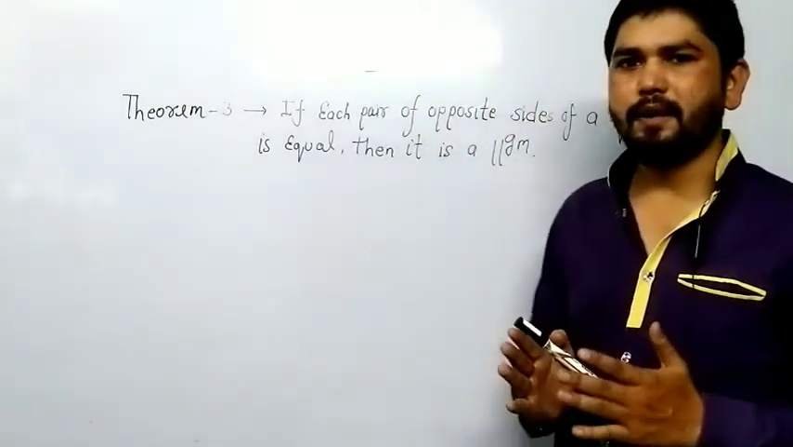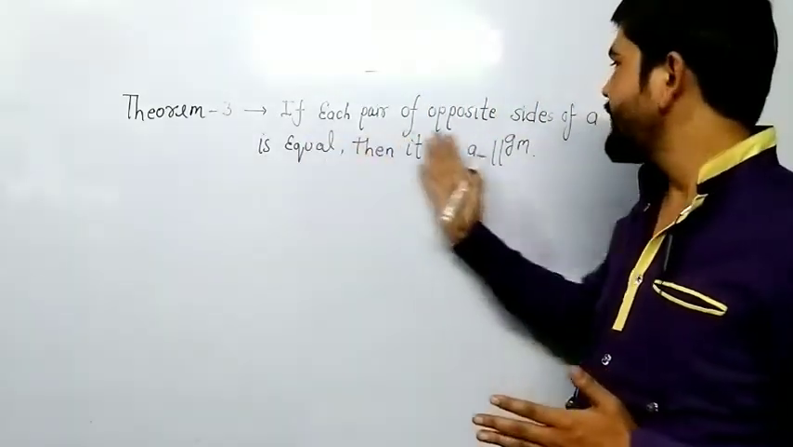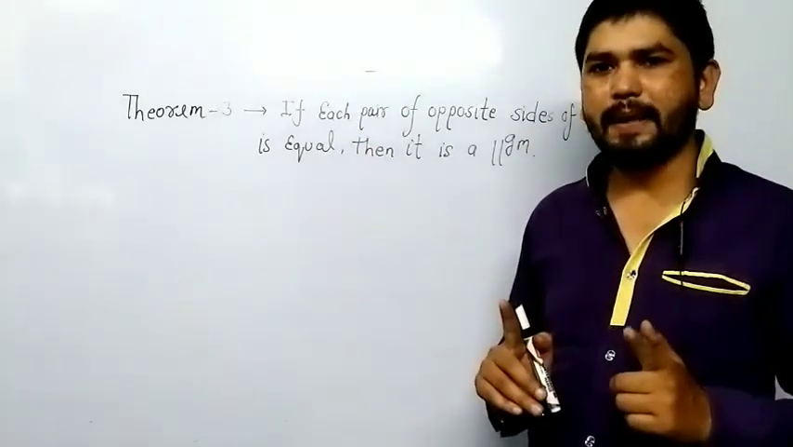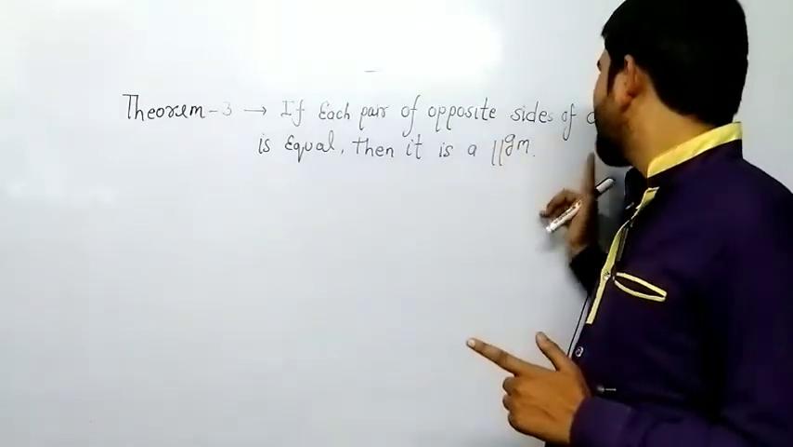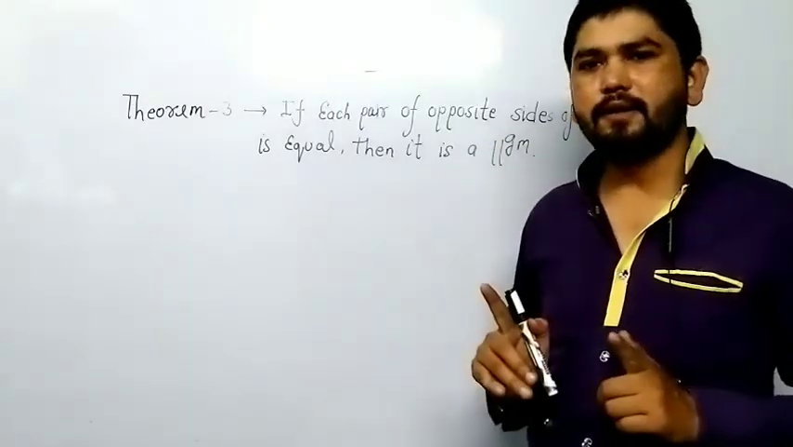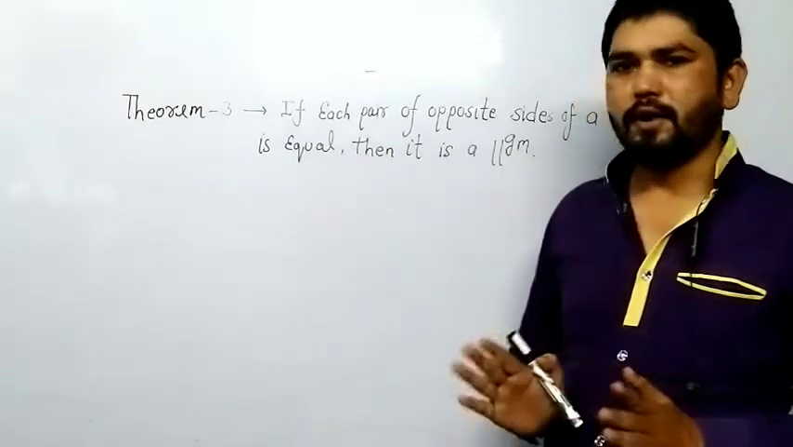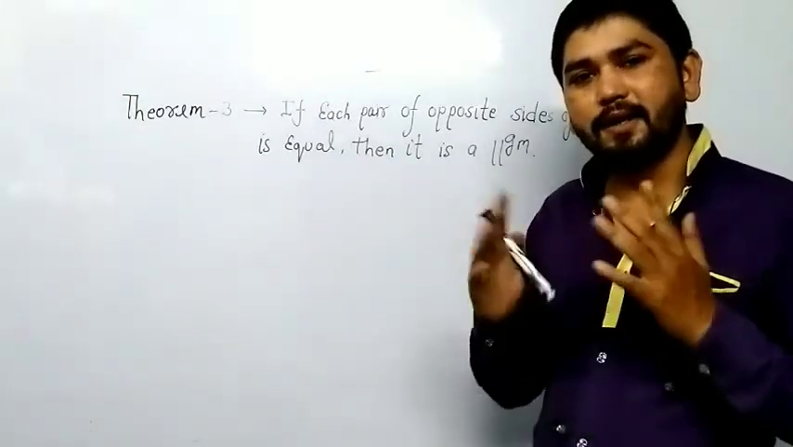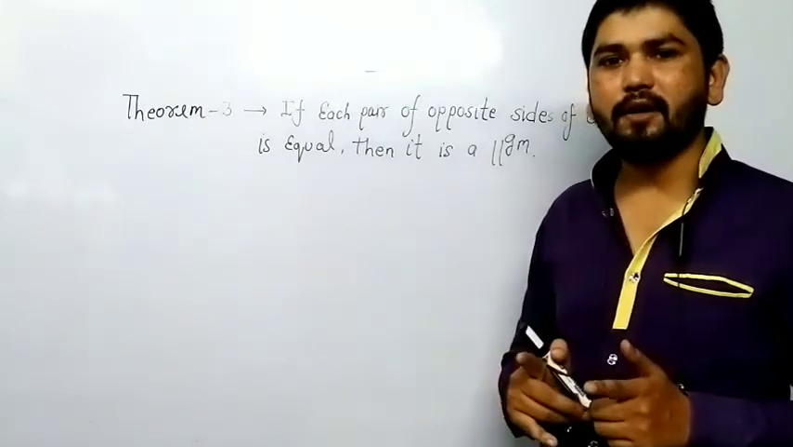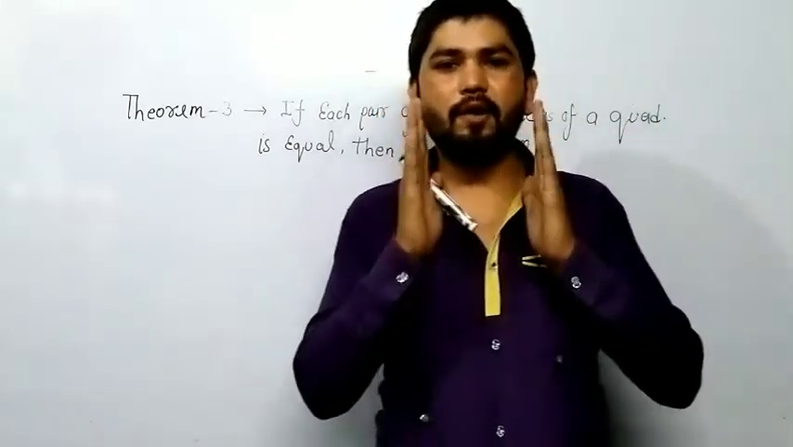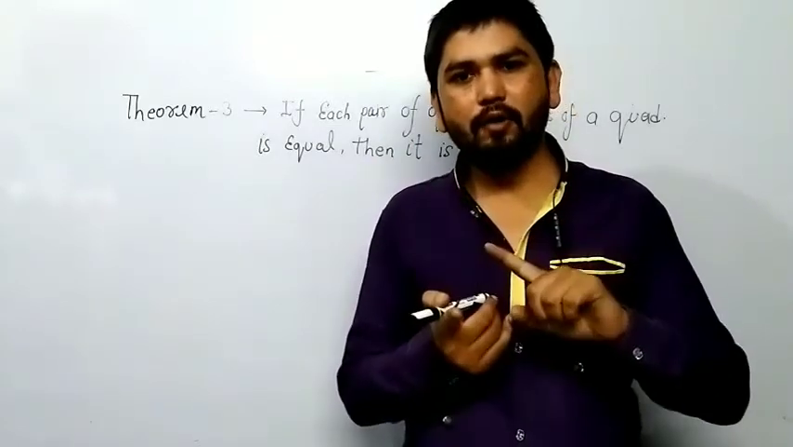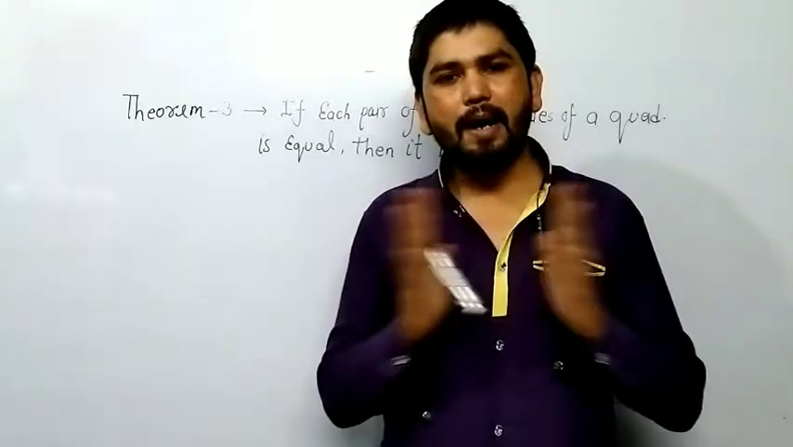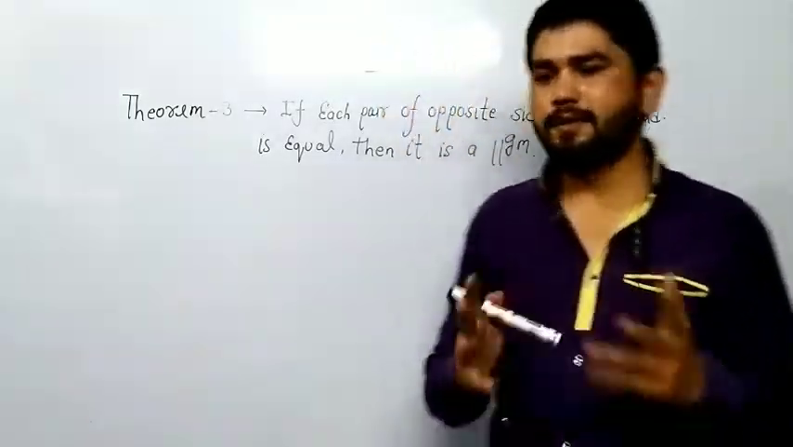So what is the theorem saying? Let's see. If each pair of opposite sides of a quadrilateral is equal, then it is a parallelogram. What is given here? Opposite sides are equal. Then we need to prove it is a parallelogram. Okay, so simple. So just see here, guys.